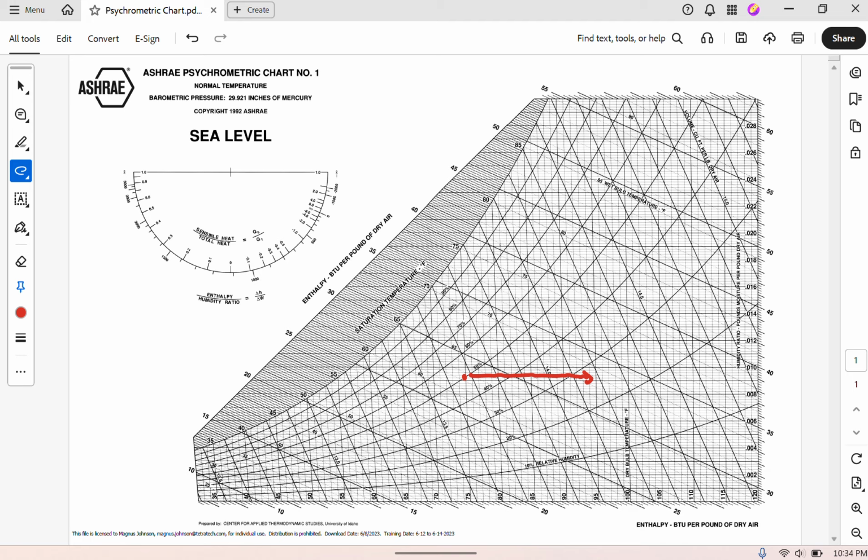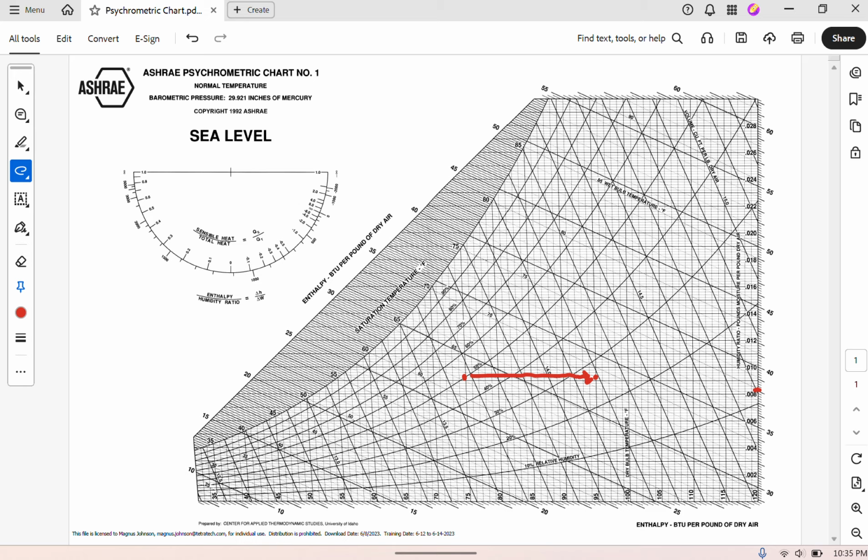As long as we're not adding humidification, and of course we're not dehumidifying the air, then you can expect a perfectly horizontal movement on this line. Our final point will be right about there. You can see our humidity ratio stayed the same, which is about 0.0092.